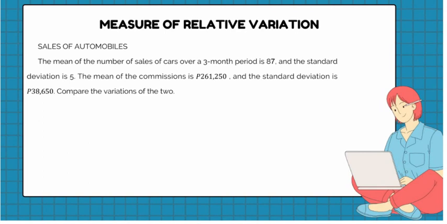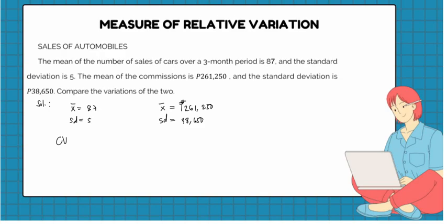So, that is 87 for the mean. In any word problems, you have to make use of the given always. So, that is X bar is going to be 87. That's number of sales. And then, our standard deviation is 5. Tapos, yung isang mean niya is gonna be 261,250. Tapos, yung kanyang standard deviation is gonna be 38,650. So, you just compare both. You have to calculate for both of the values.